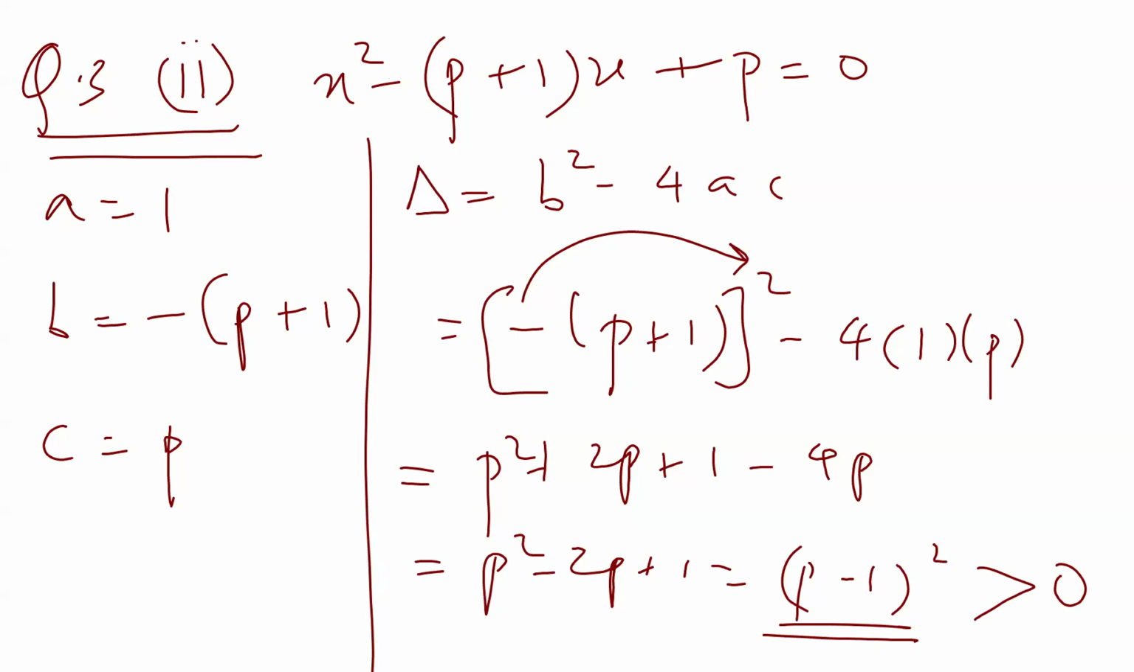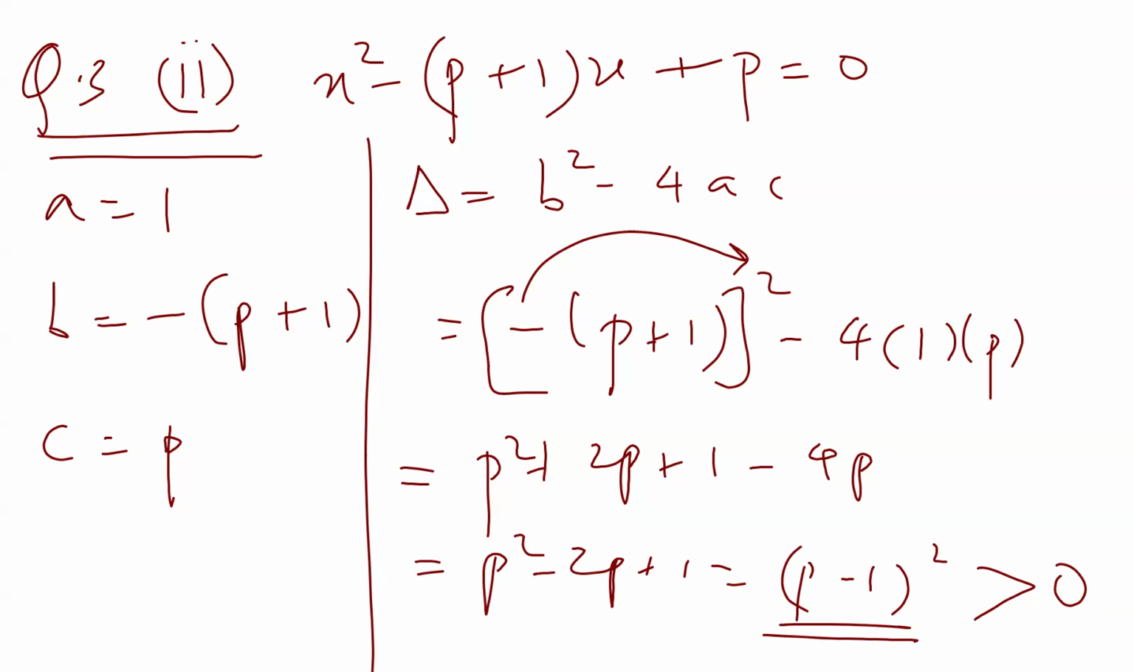So there are two cases possible. If p is not equal to 1, then this value is always greater than 0 because the square will make it positive. So in this case, when p is not equal to 1, the roots are real and unequal. And if p is a rational number, then the roots are rational as well. Second case, if p is equal to 1, then the roots are real and equal.